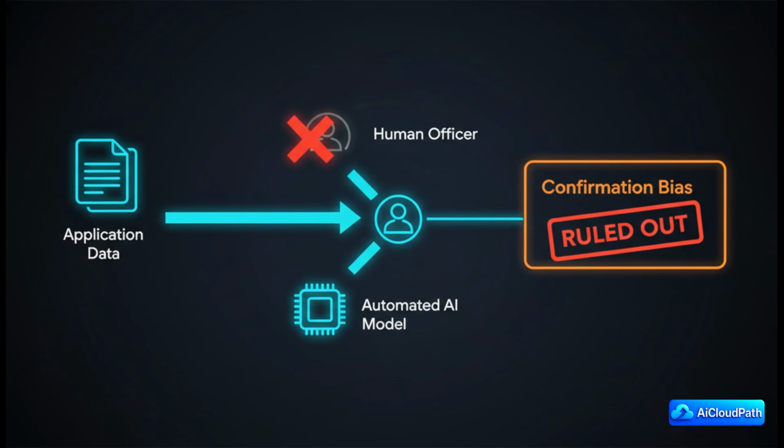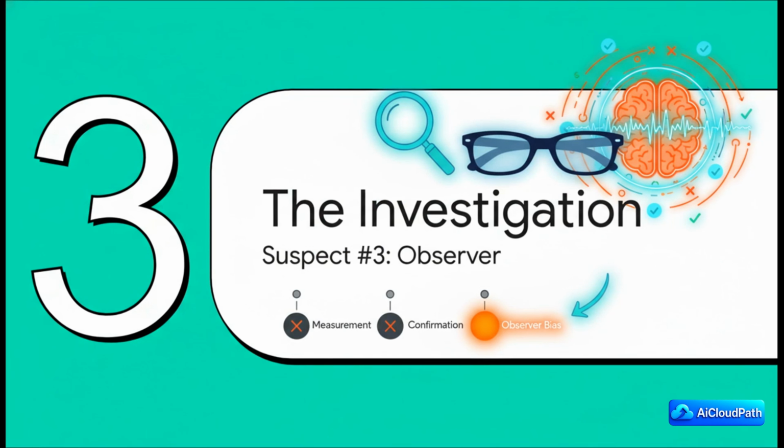But here's the problem with that theory. Our case is about a fully automated AI. There's no human making the final call based on their gut. The bias is coming from the machine itself, not from a person's pre-existing beliefs. So, we can clear this suspect too. 2 down, 2 to go.